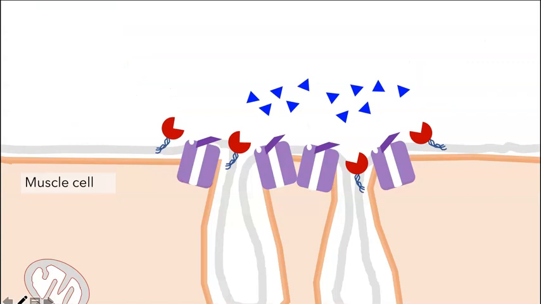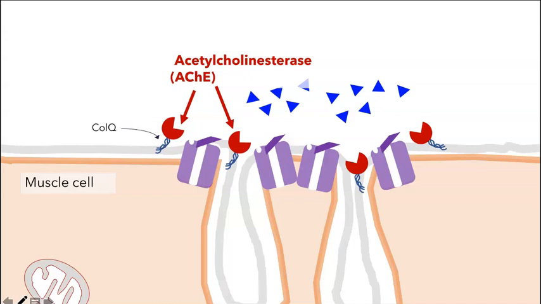There's one more element present at the cleft that I want to talk about, and that's an enzyme called acetylcholinesterase. So this is an enzyme that can deactivate acetylcholine. Muscle cells need to be able to do repeated bouts of contracting and relaxing, and that will only be possible if we can remove the acetylcholine rapidly from the cleft. And this is the enzyme that allows cells to do that.